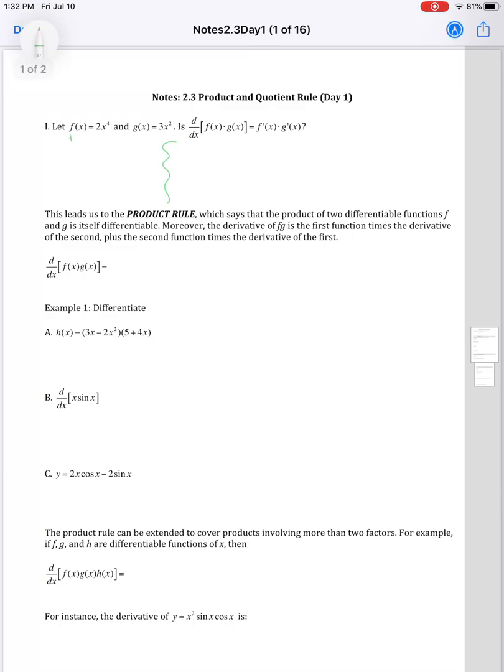So let's see. We're going to do two sides here. This side is going to be the derivative of the product, and this side is going to be the product of the derivatives. All right, so if we multiply them first, d over dx just means derivative. If we multiply f of x and g of x, we get 6x to the sixth. And when we take the derivative of that, 6 comes down, you get 36x to the fifth.